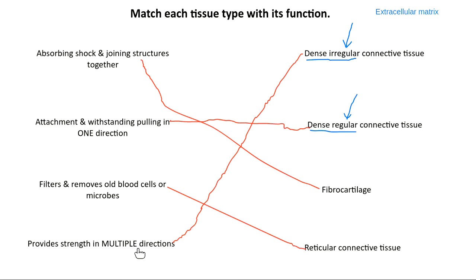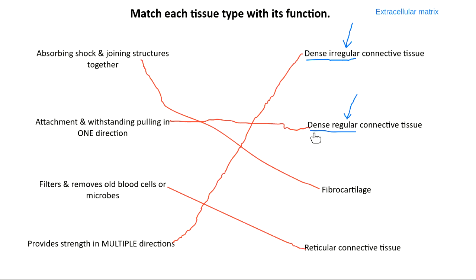I've got proteins that go up and down. I've got proteins that go sideways. I got proteins that go in an angle. By having proteins going in multiple directions, I'm going to be strong in multiple directions. So dense, irregular connective tissue, because those proteins are arranged irregularly, I've got strength in all kinds of directions.